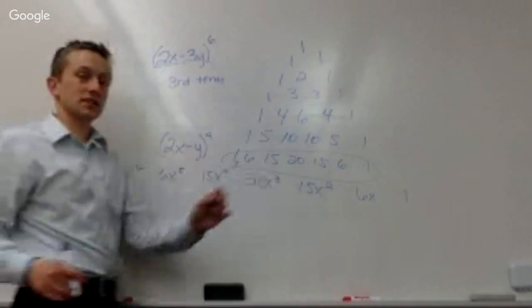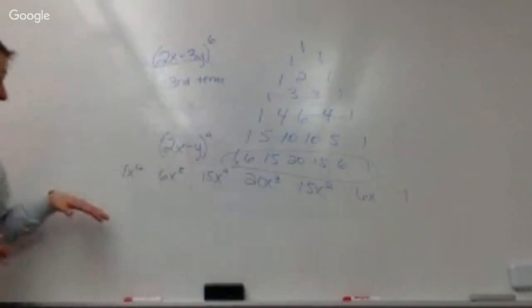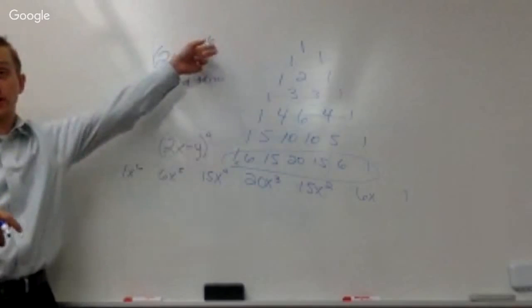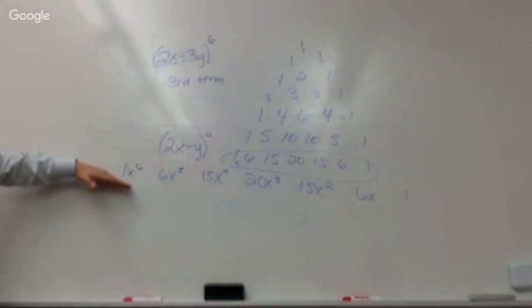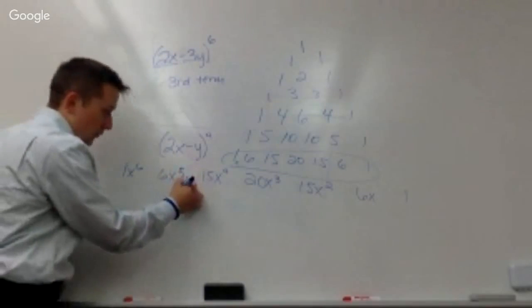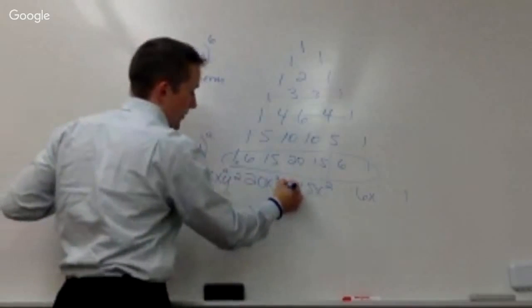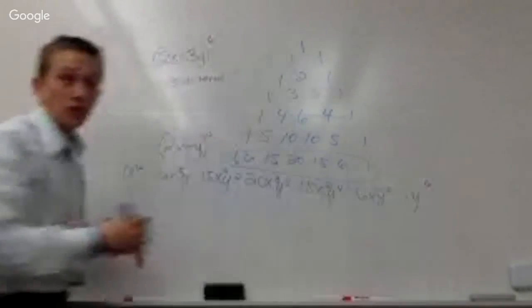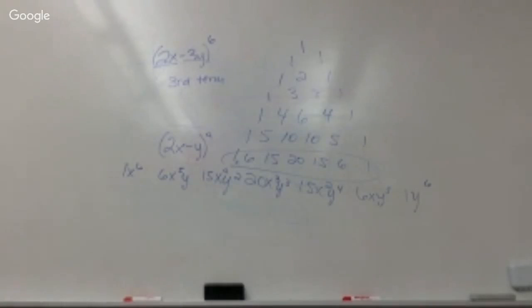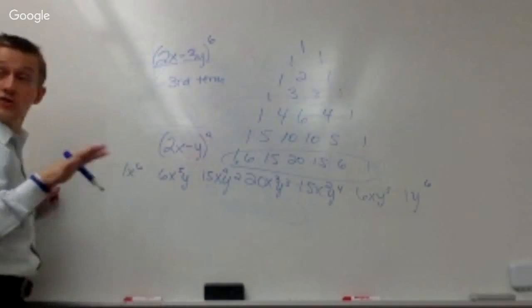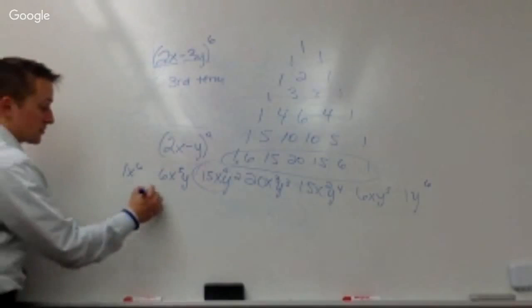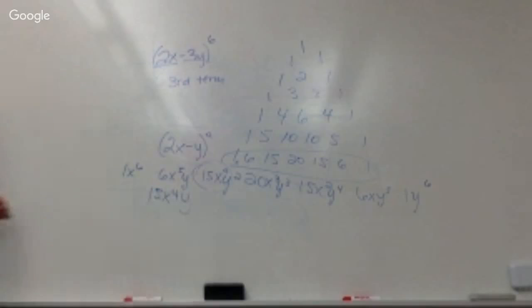Now as x decreases, what's going to happen with y? It increases. Notice that the sum of the exponents will always be equal to the original power. So the first has no y. The next one has y, y squared, y to the 3rd, y to the 4th, y to the 5th, and y to the 6th. Now, what term am I looking for? There are 7, and you're just looking for the 3rd. You don't need to expand it, we only need that 3rd term. So I'm going to pull that one out. This is 15 x to the 4th y squared.